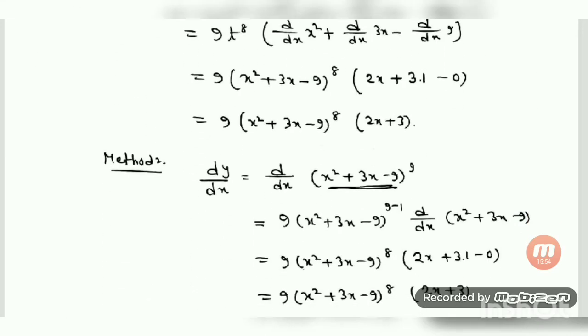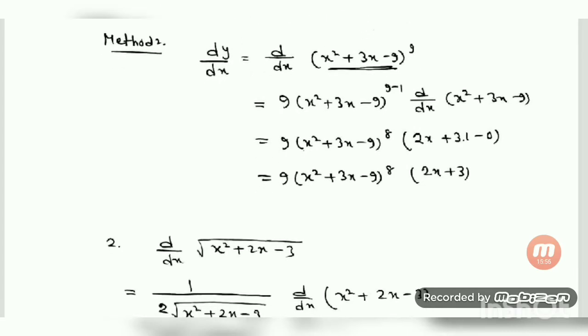Okay, I'll show you in this method. The same question I'm giving you by using that method, which you may prefer. Generally, mostly I prefer this one. You have to get dy/dx, that is d/dx of, what is y? (x square plus 3x minus 9) whole to the power 9. In this case, I'm not going to use any substitution.